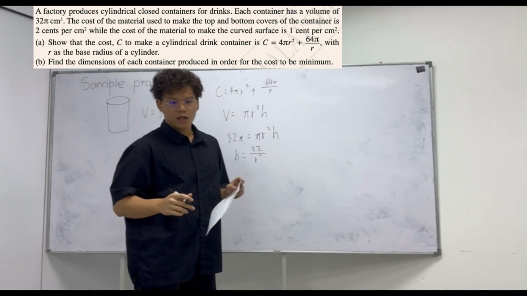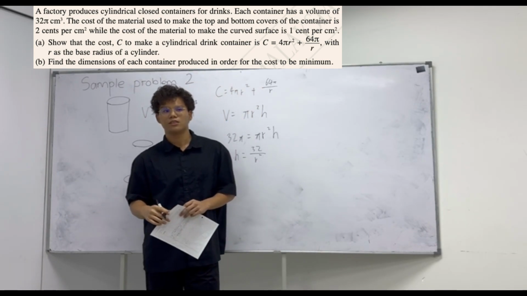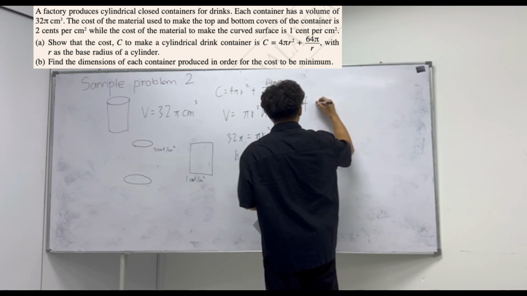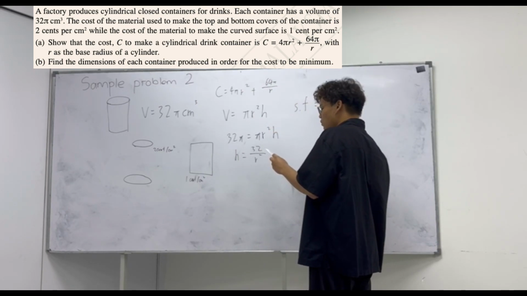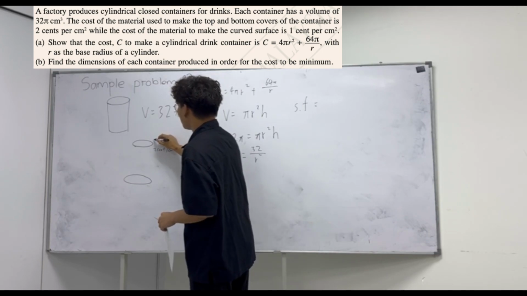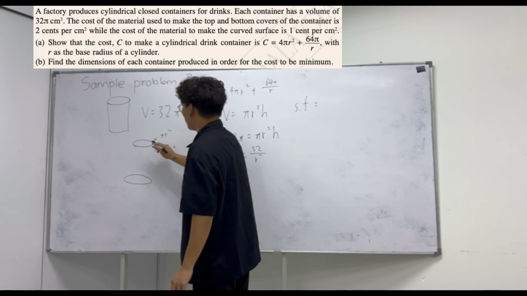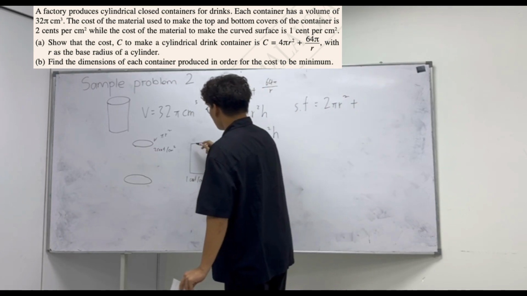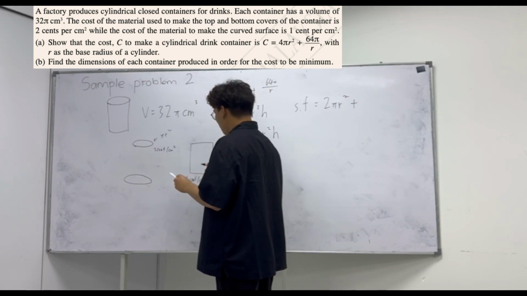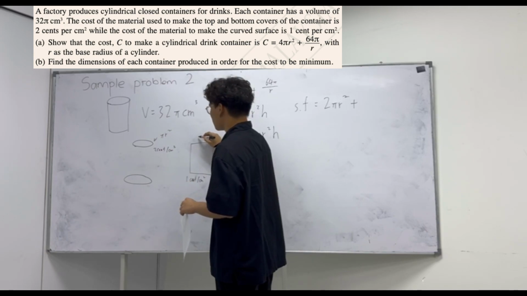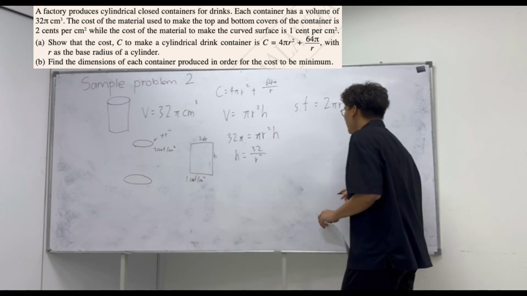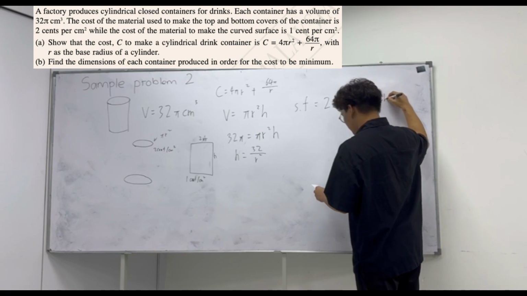And next, we want to find the surface area of the cylindrical container. So the surface area of the container is equal to 2 pi r squared, because the area of one of these circles is pi r squared, so we have 2 of them. Plus the curved surface, whose area is 2 pi r h. This one is the circumference of the cylinder, 2 pi r, and this one is the height, so plus 2 pi r h.